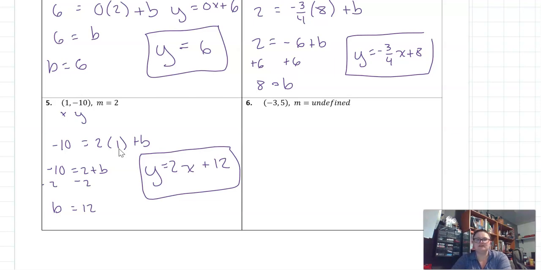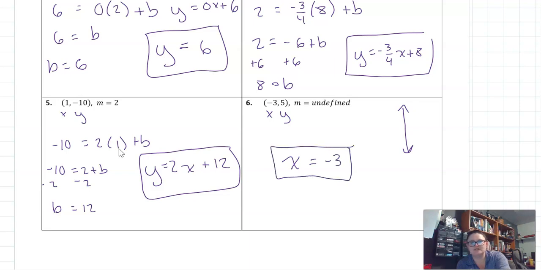Okay, last one. And there's a reason I'm doing this example. Our slope is undefined. X is still -3 and y is 5. Remember, undefined slope is a vertical line, which means it's not actually a function, which means we can't use traditional methods to create this equation. You just have to remember, when I have a vertical line, that means it's crossing the x-axis. So my equation starts with x equals, and then you just look at your point. What is the x value? -3. So it is going to be a vertical line that goes through -3.